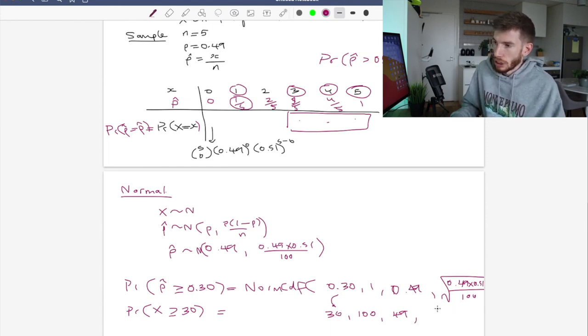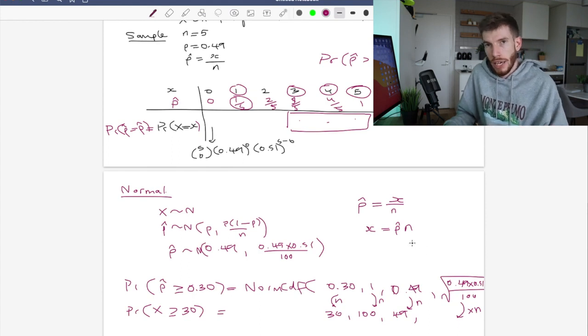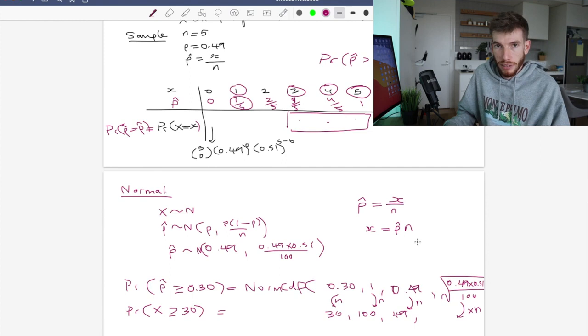And the sigma, which over here won't be these numbers, it'll be the sigma of the actual sample. And so that would be this times the sample size. And you'll notice in each case, they're all times the sample size. And that just brings us back to the idea that if p hat is equal to x over n, then that means that x is equal to p hat times n. So if you want to convert from p hat values to x values and use the x distribution instead, then you just multiply everything by the sample size.